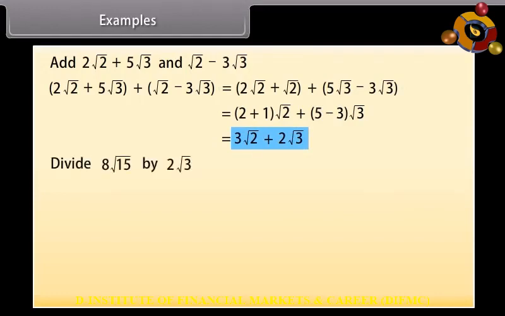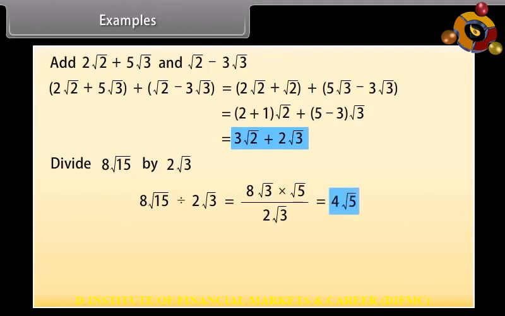Let's now divide 8 square root 15 by 2 square root 3. We will write it in this way. We can write 8 square root of 15 as the product of 8, square root of 3, and square root of 5. Hence, the answer we get is 4 square root of 5.